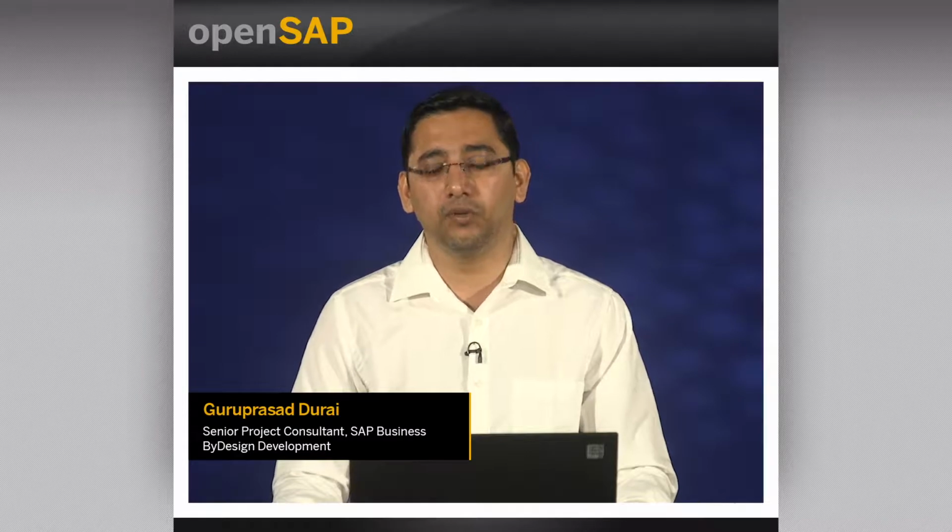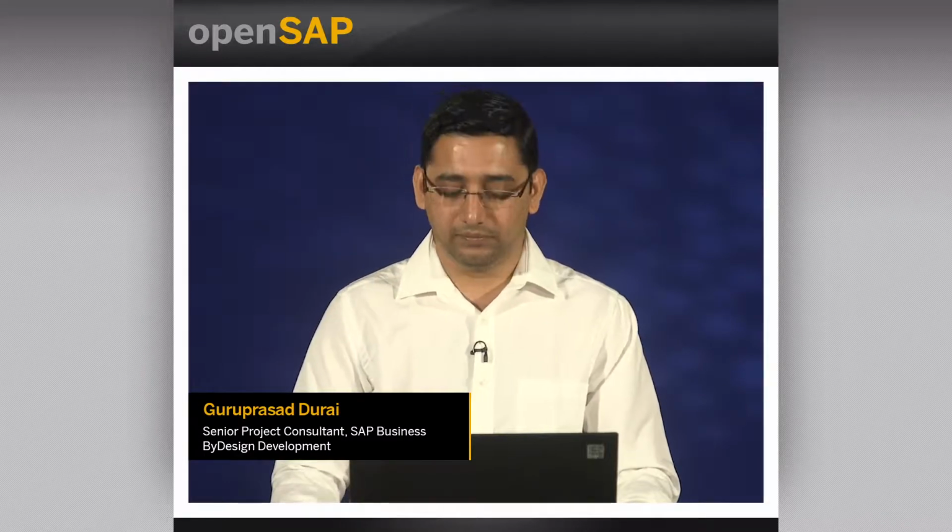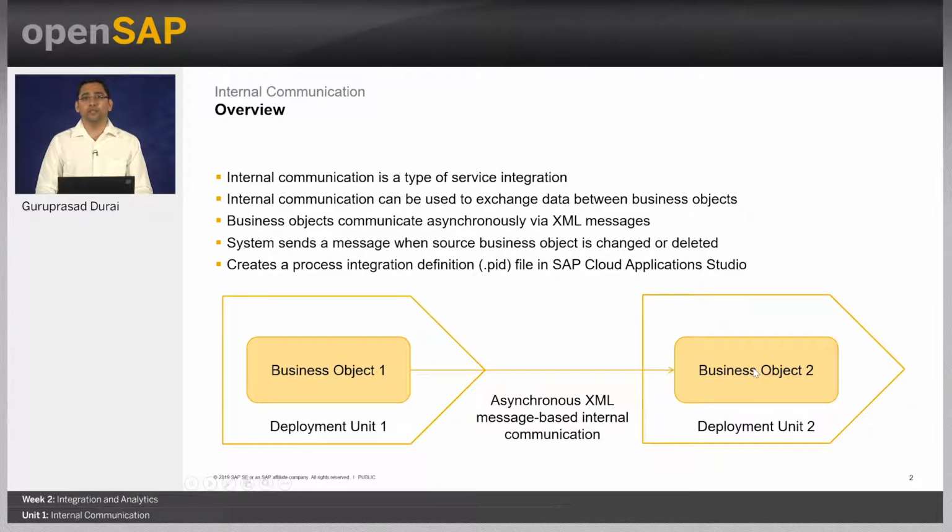In this unit of internal communication, we will see how two business objects residing in two different deployment units can communicate with each other. In the previous week, we saw that you cannot directly change data of a business object residing in a different deployment unit, but you can read the data of that business object through a query or a retrieve or through cross deployment unit association. To change the data of a business object residing in a different deployment unit, we can make use of internal communication. So now let's see what an internal communication is.